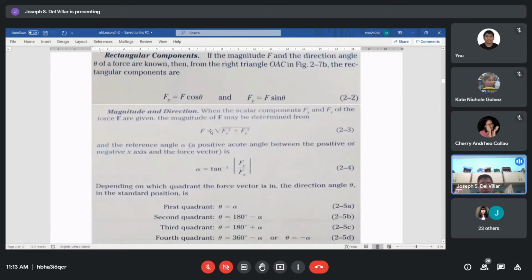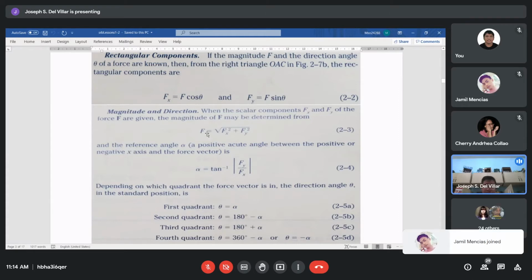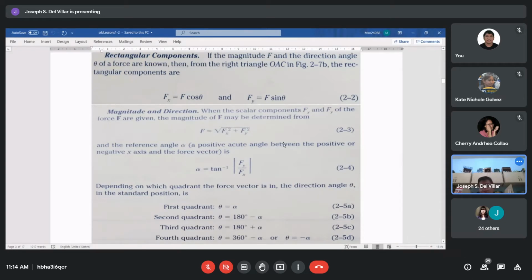Of course, to get the magnitude of the resultant, we make use of the Pythagorean Theorem. Okay? And that is the square root of the sum of squares. The square root of Fx squared plus Fy squared. This came from F squared is equal to Fx squared plus Fy squared. That is Pythagorean. But since we are only after F, not F squared, that's why we extract the square root.